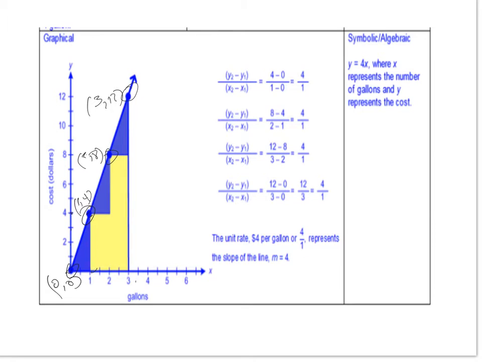So now, from an algebraic standpoint, the actual formula of a line is y is equal to mx plus b. So we said that our slope here is 4. So y is equal to 4x, and my y-intercept is 0. So here plus 0, and that's what gives me y is equal to 4 times x.